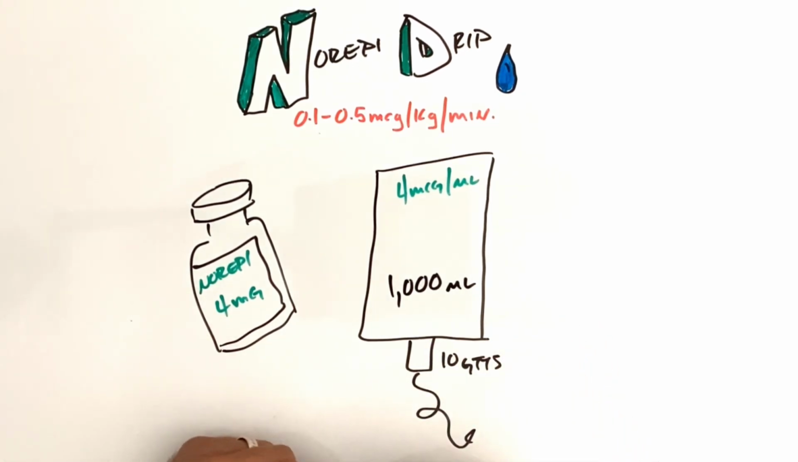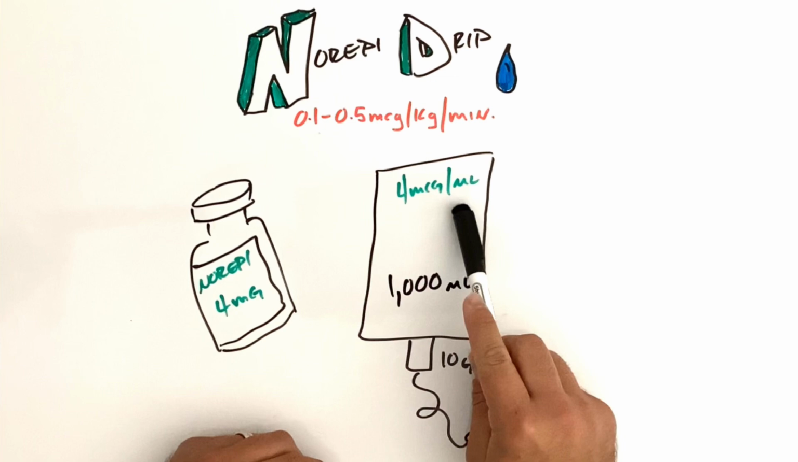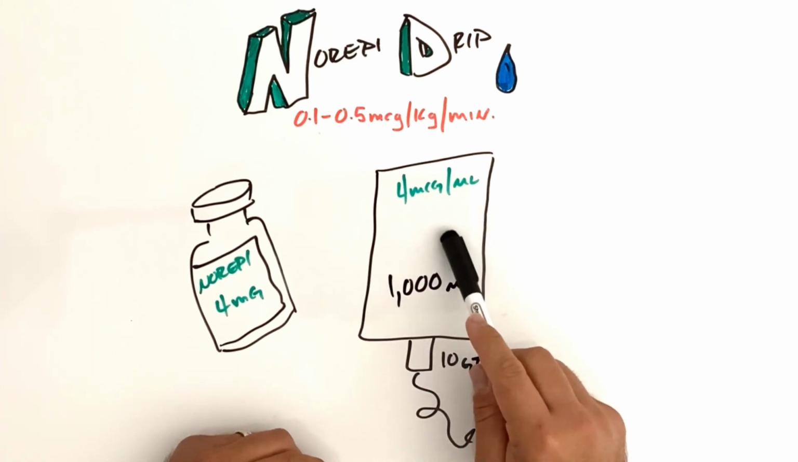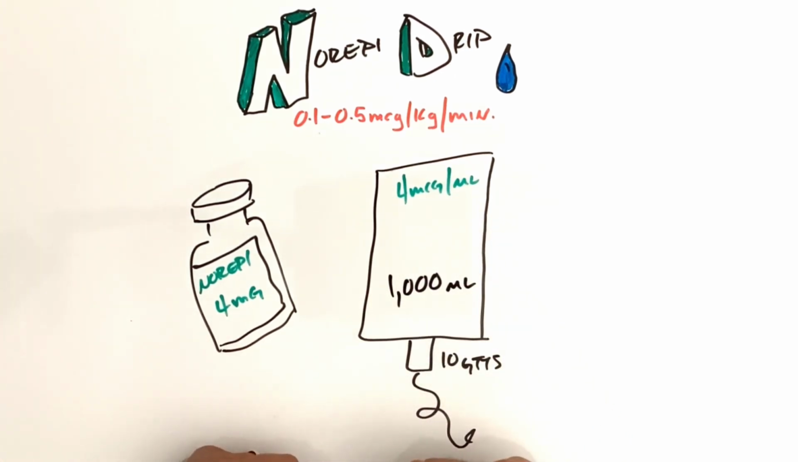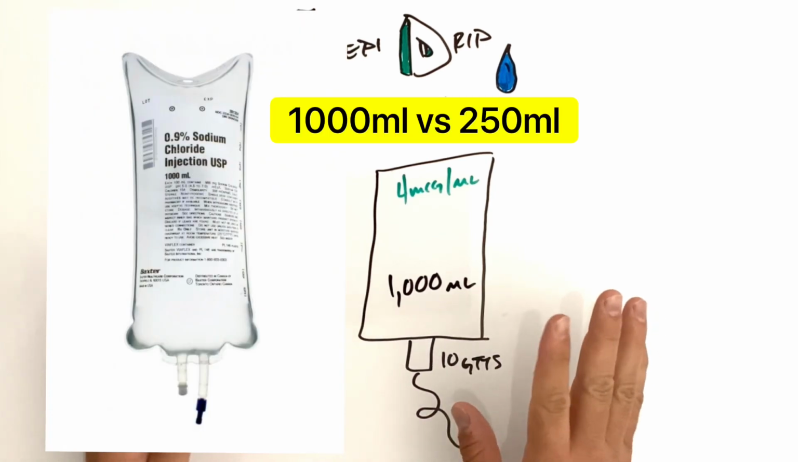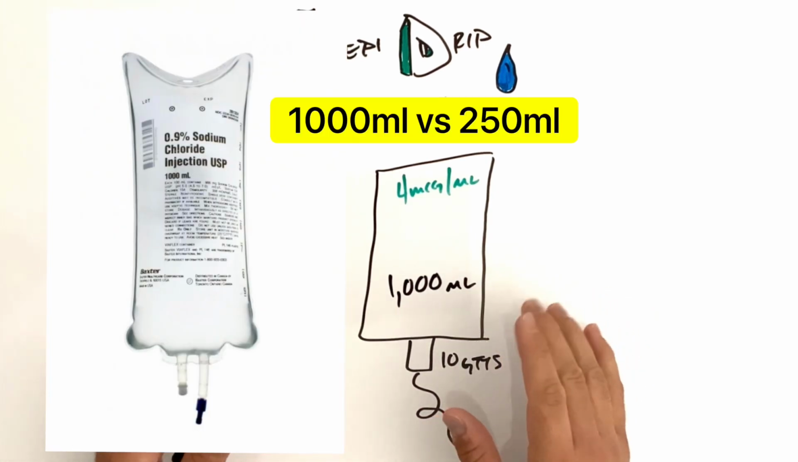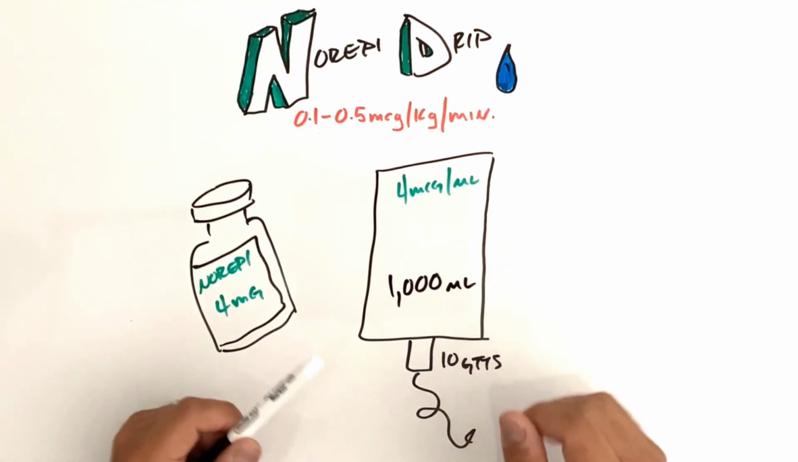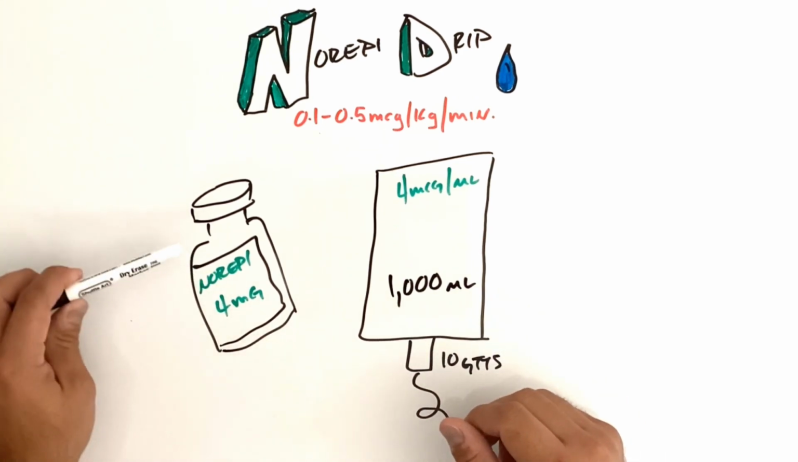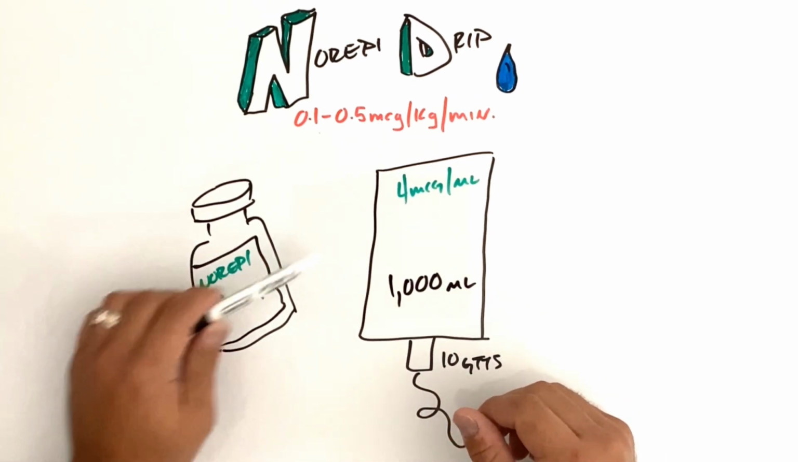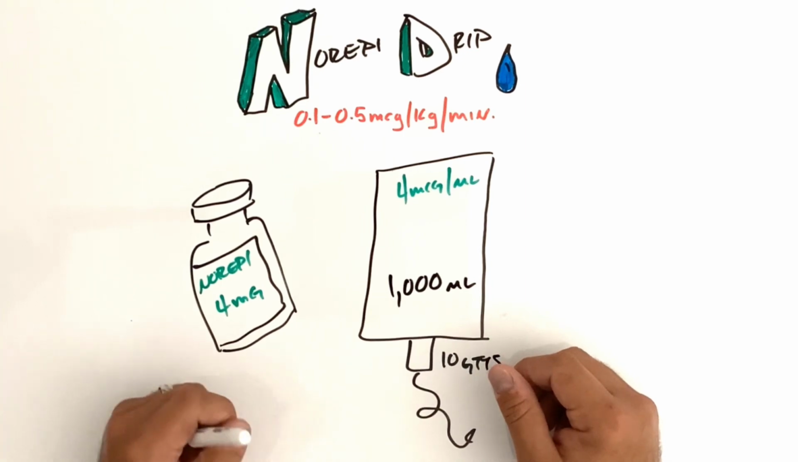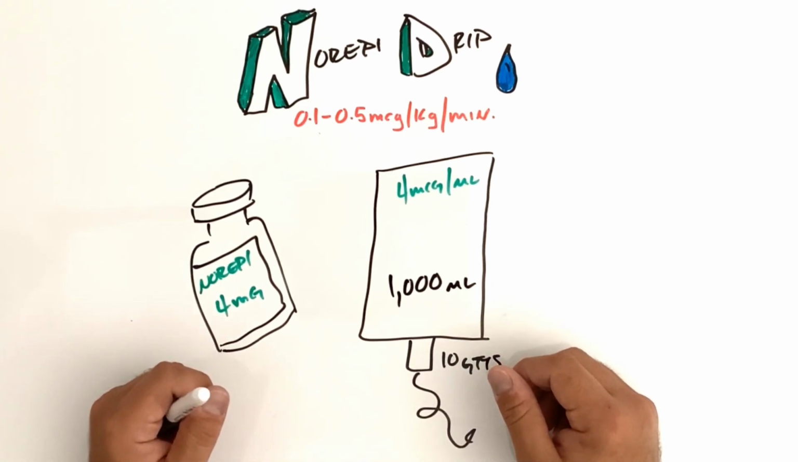So let's say we wanted a 4 microgram per ml solution in our bag. That's what we want for a concentration. We're also going to do this two different ways. We're going to do it with a 1,000 bag. We're also going to do it with a 250 bag, but we're going to start with this first. So we have our Norepinephrine over here, 4 milligrams, and we have our starting concentration of 4 micrograms per ml.